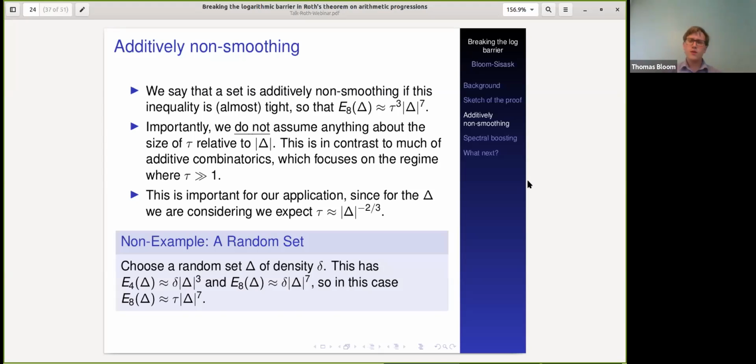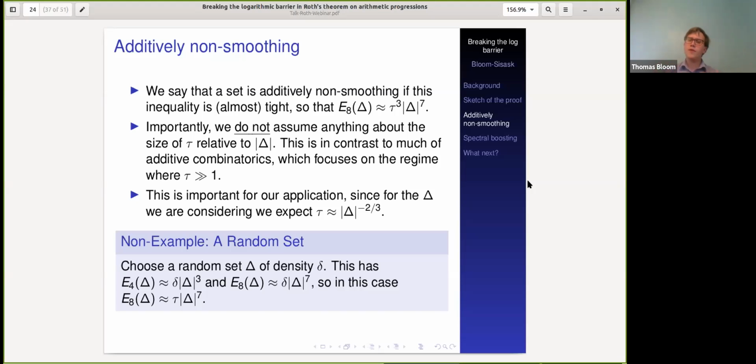It's a quite straightforward calculation, an exercise in probability, that if I choose a random set of density little delta, then one can work out that the normalized E4 energy is roughly little delta, and the normalized E8 energy is also roughly little delta. Which means that E8 is actually much larger than this lower bound of tau cubed. The normalized E8 is roughly tau, instead of being tau cubed. So instead, we say that a random set is additively smoothing.